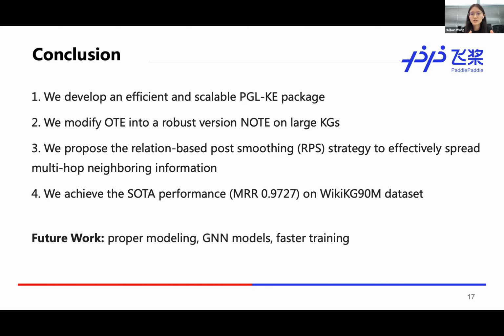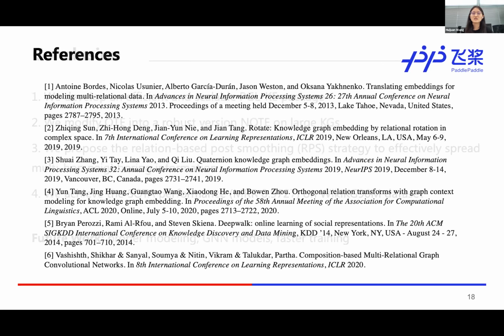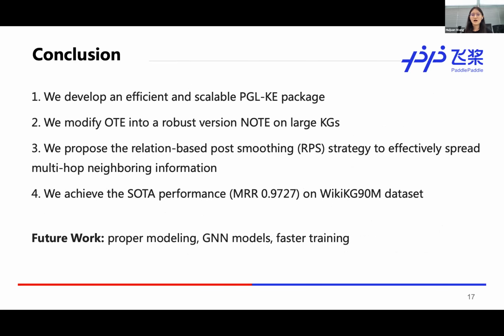And for future work, in our experiments, we find that the embedding quality benefits most from proper modeling, so we can spend more energy on this part in the future. And besides, we define the non-parametric RPS strategy for neighbor aggregation here, but how to apply parametric graph neural networks on large-scale datasets, or how to quickly train these models, is still worth exploring.